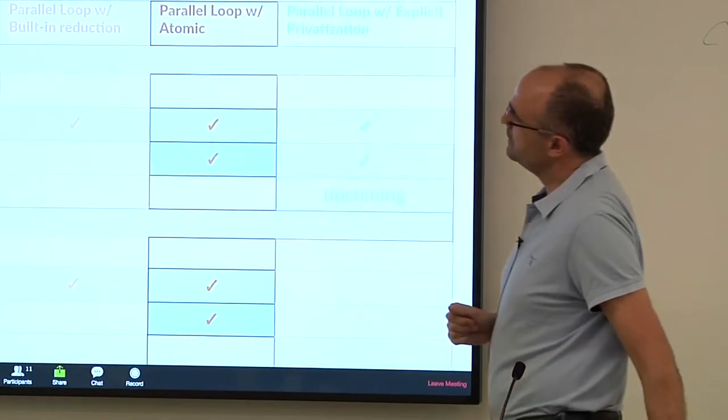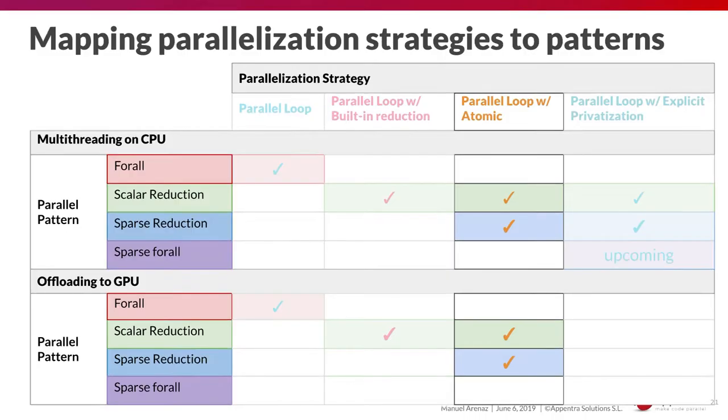Okay, so the next strategy is parallel loop with additional synchronization using atomic operations. Are you familiar with the mutual exclusion concept? The atomicity concept? Okay, let's see what this means. Depending on the discipline, we have different names for the same thing. Okay?